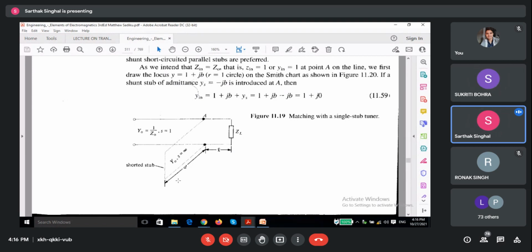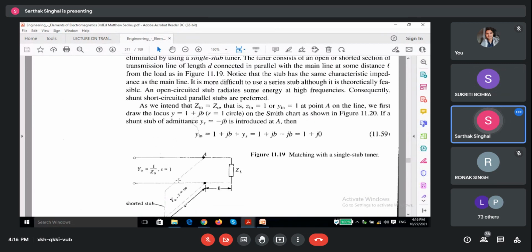Yes, sir. Okay. So can we calculate the values of this? Can you see this first condition? Are you able to see equation 11.59? Yes, sir.